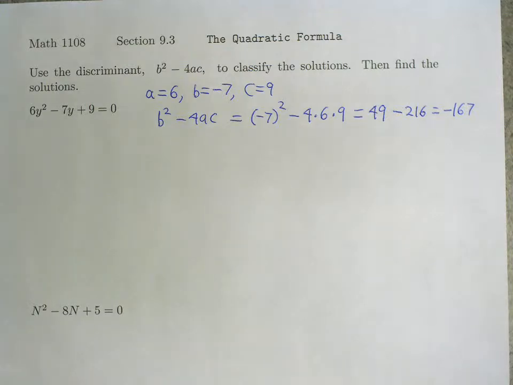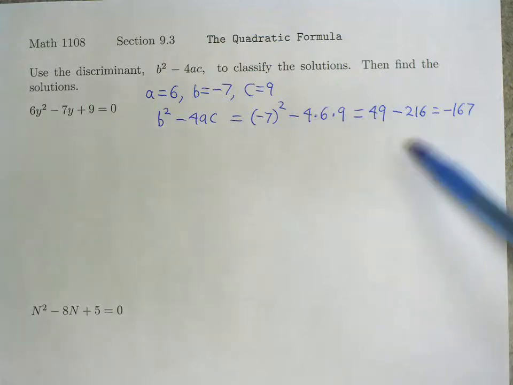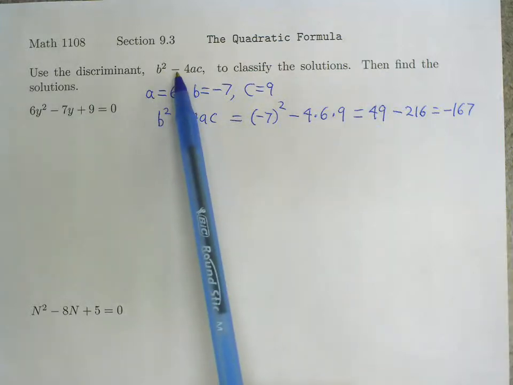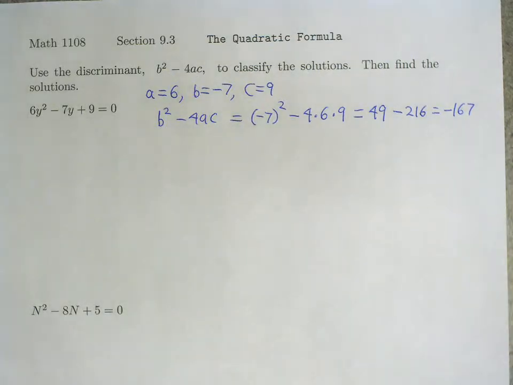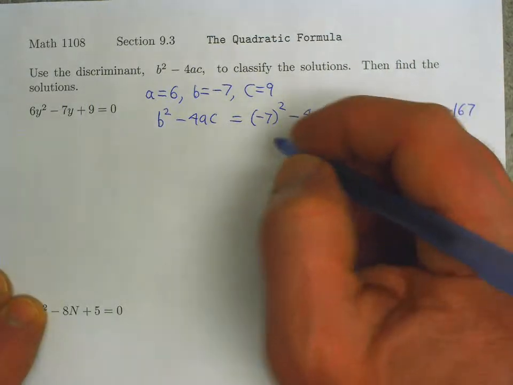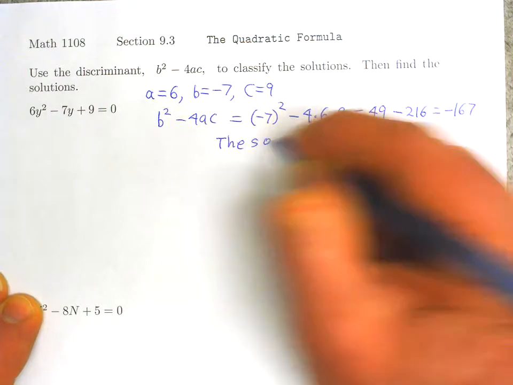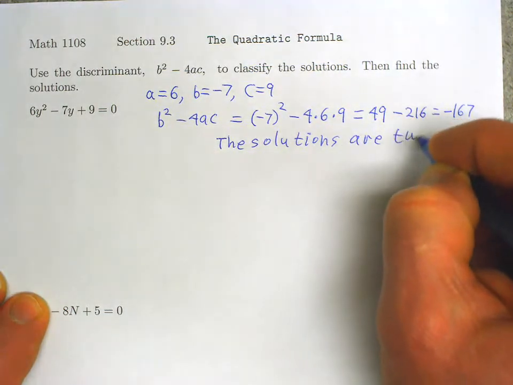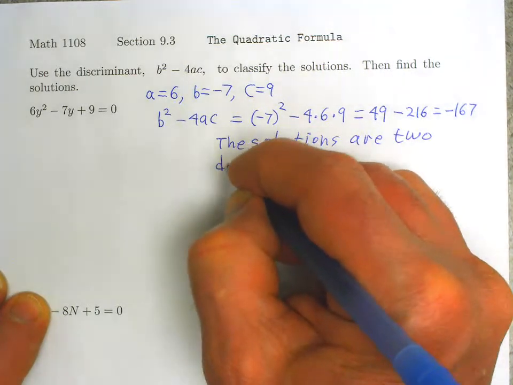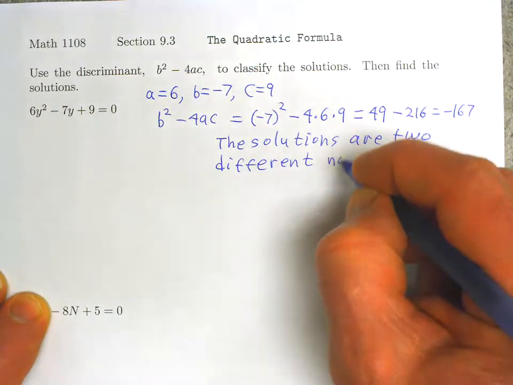So how do we classify the solutions if the discriminant is negative? Well, remember in the quadratic formula, the discriminant is the number that's inside the square root. So if you take the square root of a negative number, you get a non-real number. So the solutions are, I'll go ahead and write it out. The solutions are 2 distinct or different non-real numbers.